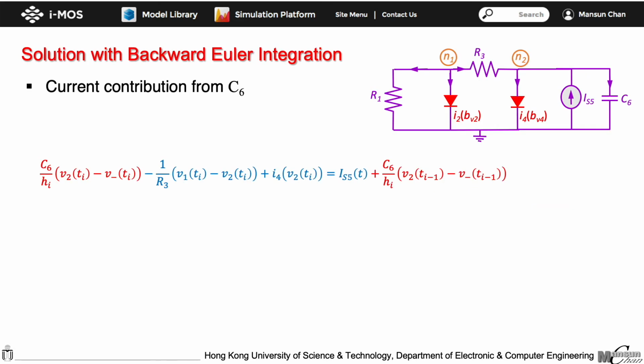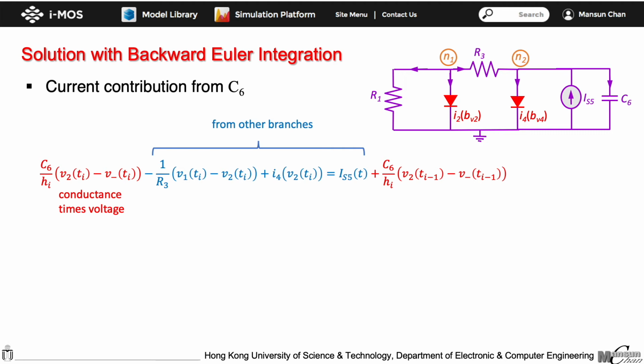We can rearrange the terms of the nodal equation at node 2 into the form given below. We notice that the part in the middle is contributed by other branches, unrelated to the capacitor. The contributions of the capacitor are highlighted in red. For the left-hand side, it is just like the contribution of a resistor with the conductance equal to C divided by Hi.